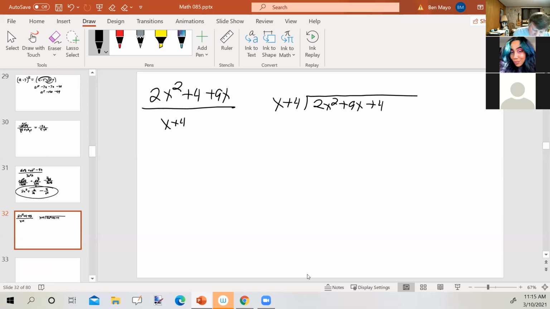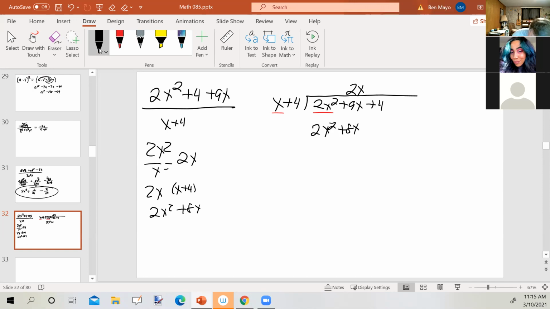Okay. So then we're going to take the leading term inside divided by the leading term outside. 2x squared divided by x is 2x. Then I'm going to take that 2x times the x plus 4 outside and get 2x squared plus 8x. I'm going to subtract that quantity from what's up above, change it to addition of the opposite. 2x squared plus negative 2x squared is 0. 9x plus negative 8x is 1x. Bring down the next term, plus 4.